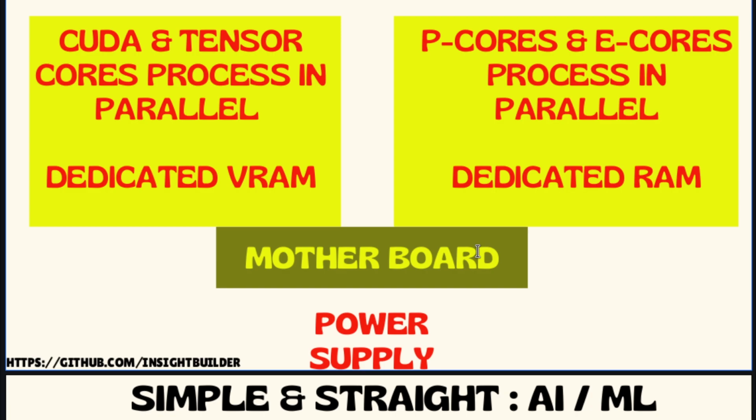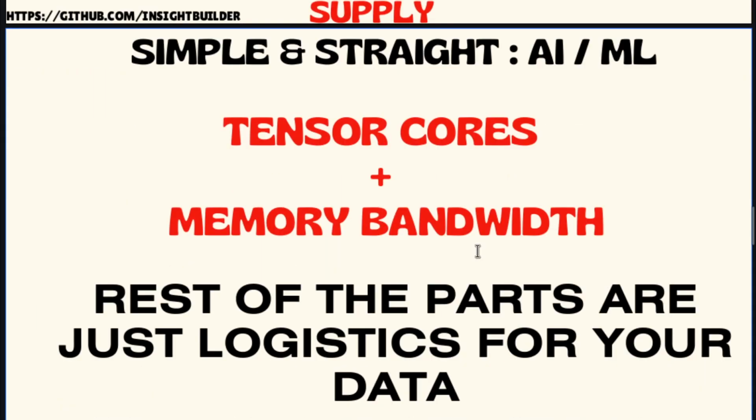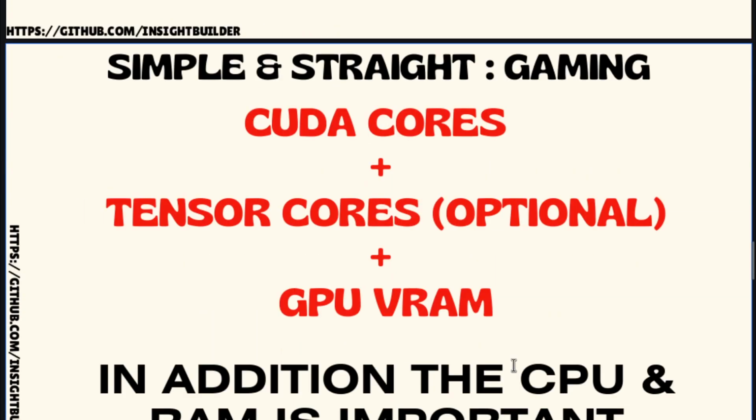If you are thinking, okay, I'm not discussing DDR5 RAMs, I'm not discussing 13th generation, 12th generation, or 14th generation processors. No, I am not going to discuss those things. I have something more interesting to discuss. Let's go down. Simple and straight. AI and ML applications require Tensor cores in the GPU, and the GPU must have high memory bandwidth. This is very, very important. Why? I'll be explaining it in a couple of minutes. The rest of the parts are there just for the logistics of your data. As simple as that.